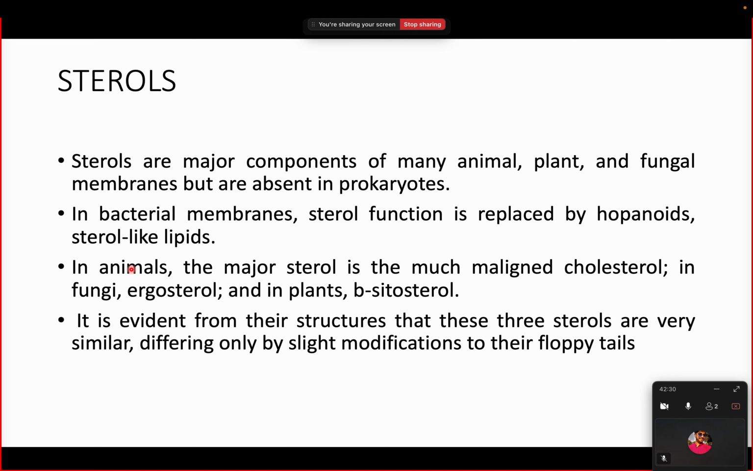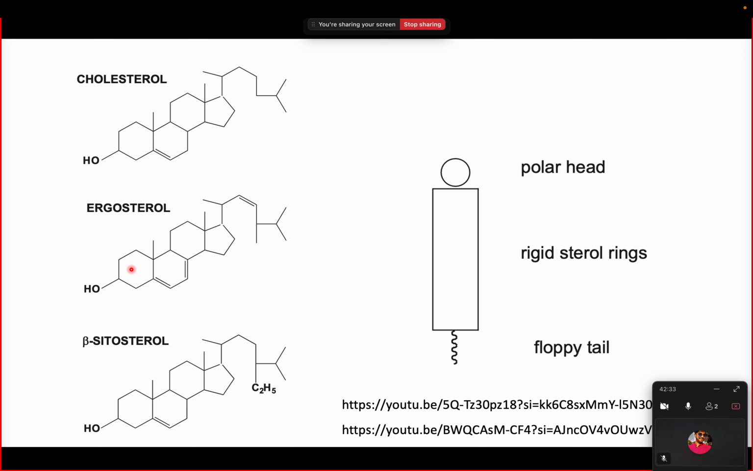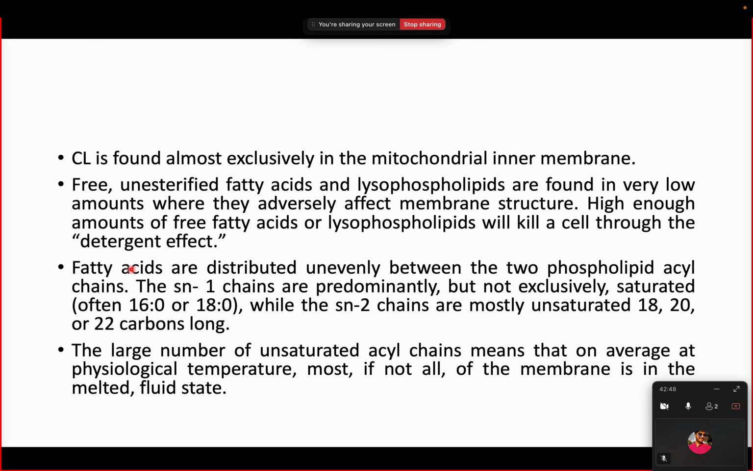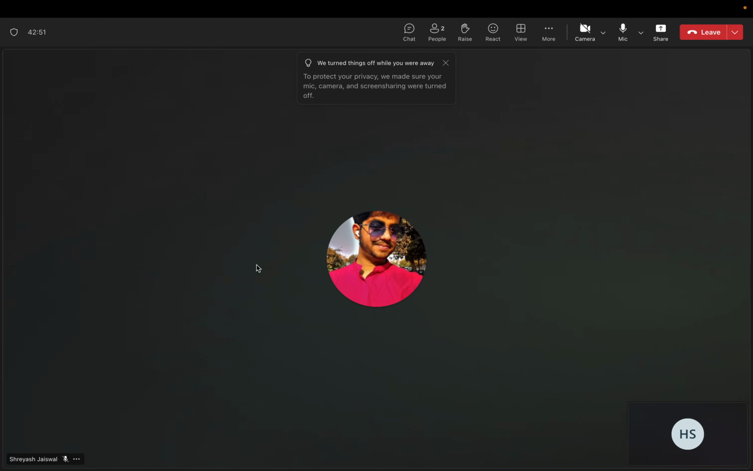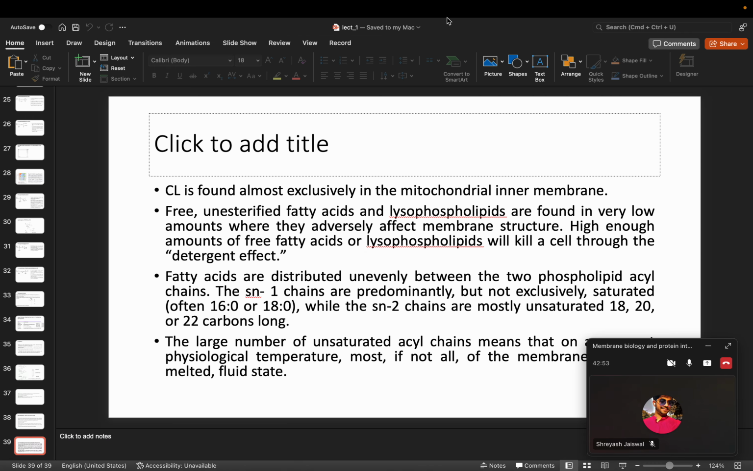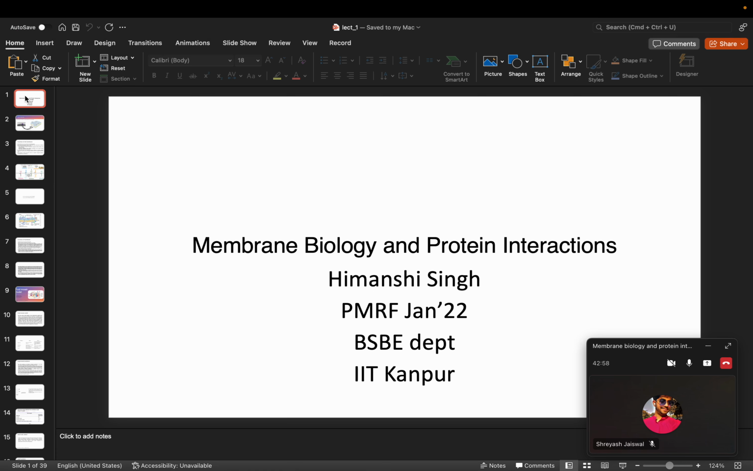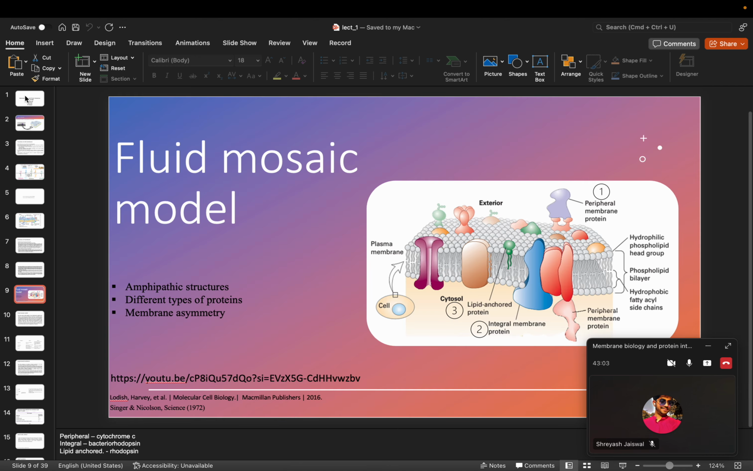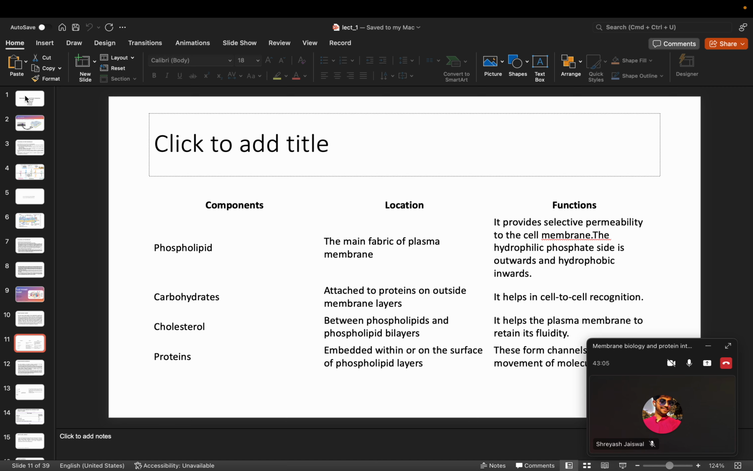Then we talked about sterols, and we saw how conserved sterols are from fungi to mammals, and their structure. Then we talked about lipid distribution. As I said, even within an organ there are different cell types, and different cell types have different lipid distributions within themselves. So this was more from the lipid point of view, and this is an introductory lecture which we actually started since this course began.